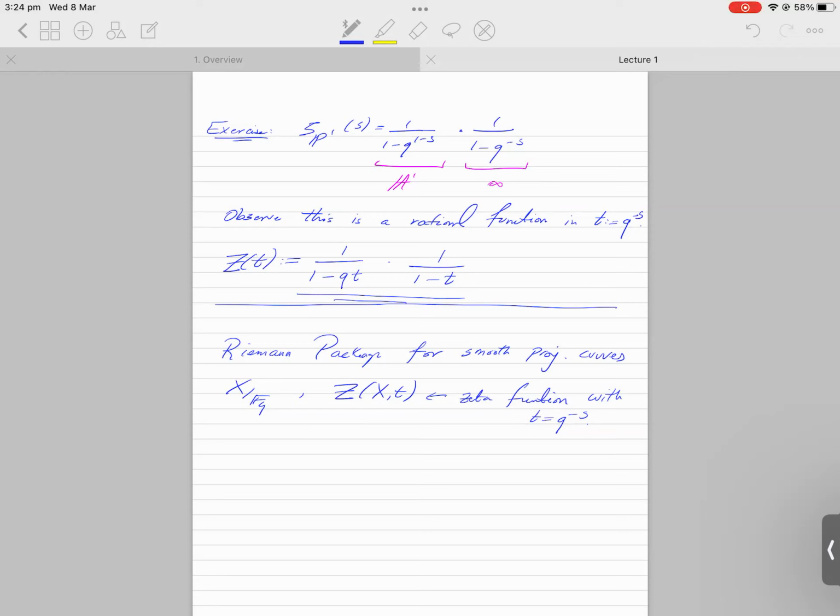Great, thank you. Okay, so let's write the Riemann package. So one is that Z_X(t) is a rational function in t.